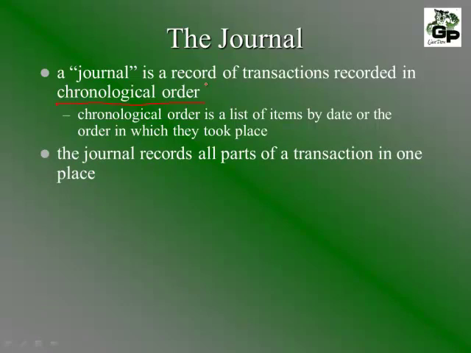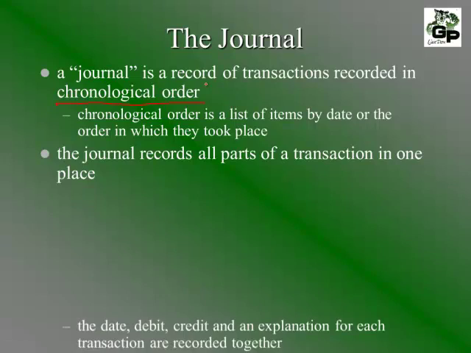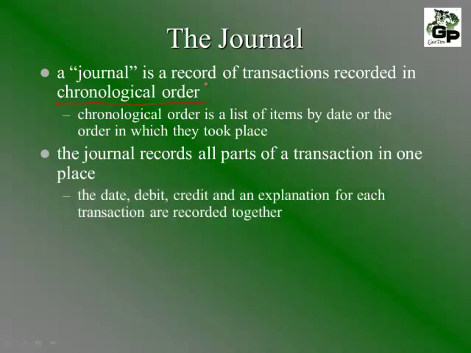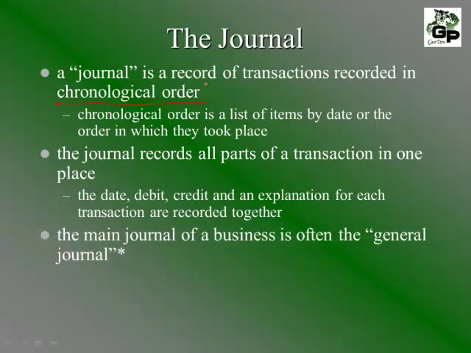One of the benefits of a journal is that the journal records all parts of a transaction in one place. You don't have to look for one account to find the debit entry and look up another account for the credit entry. Everything is in one place. The date, the debit, the credit, and the explanation are all in this journal entry. Sometimes it's called a general journal because later on we have other types of journals that we have to talk about, but that's not until Accounting 12.